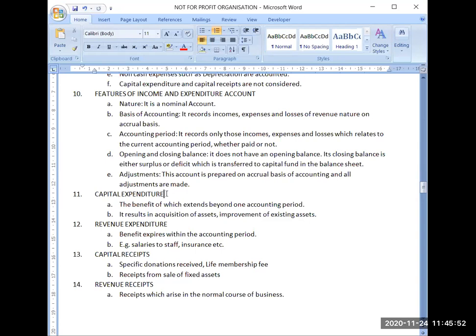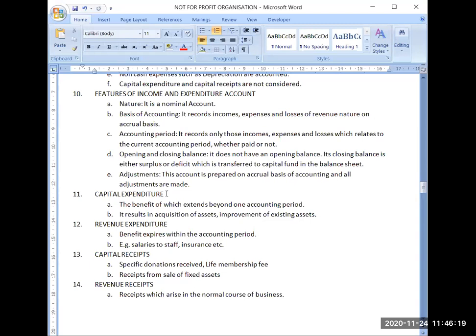Like if you have purchased a car, that will be treated as capital expenditure because it will give you benefit for more than one accounting period, for more than 1 year. So that's why it will be considered as capital expenditure. It results in acquisition of assets, improvement of existing assets. So your assets will either improve, their value will increase, or you will be having some new assets. Then it will be termed as capital expenditure.